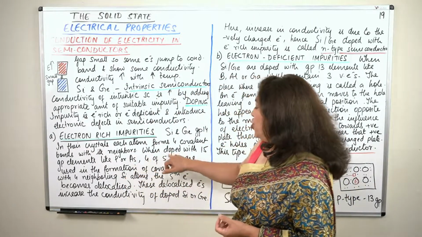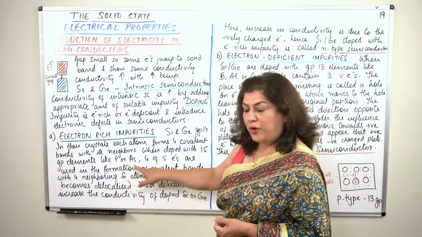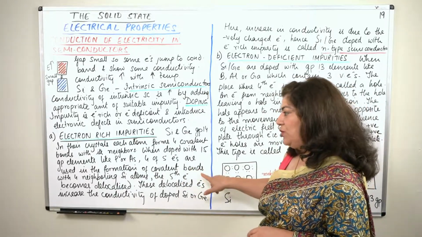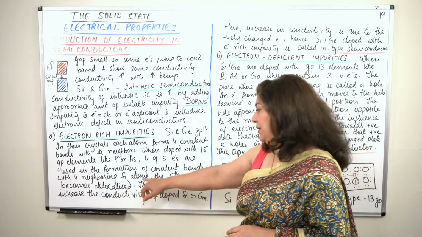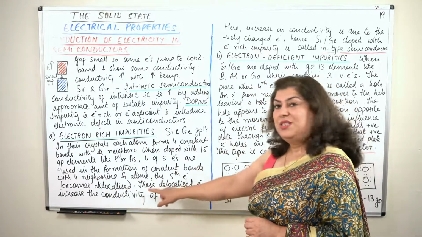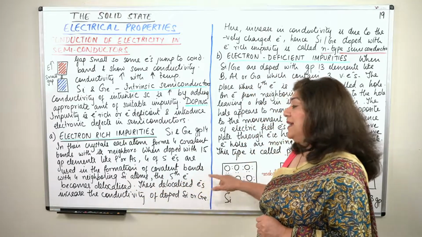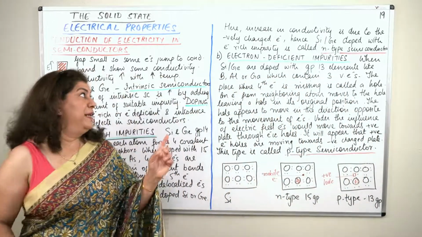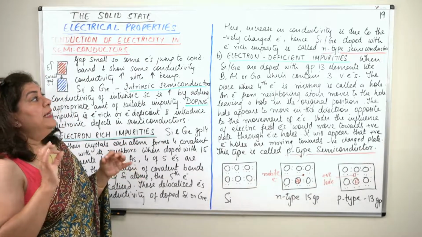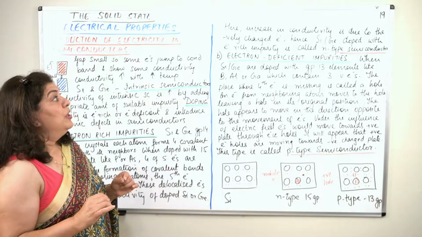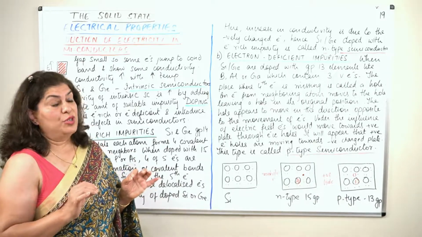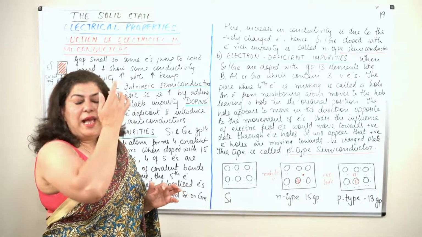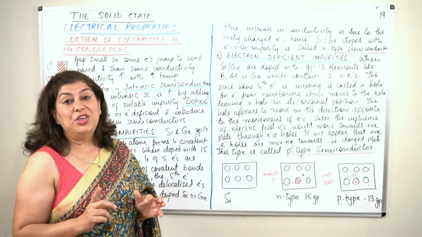So when doped with 15 group elements like phosphorus or arsenic, 4 out of the 5 electrons are used in the formation of covalent bonds with 4 neighboring silicon atoms, and the 5th electron becomes delocalized. These delocalized electrons increase the conductivity of doped silicon or germanium. Here, the increase in conductivity is due to the negatively charged electrons. Do you see? What caused the increase in conductivity? The floating electrons.